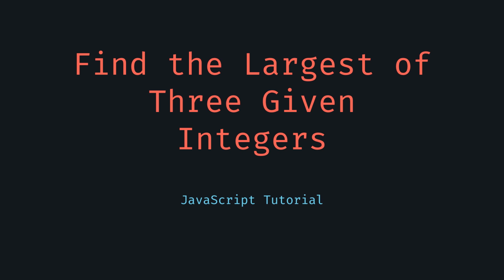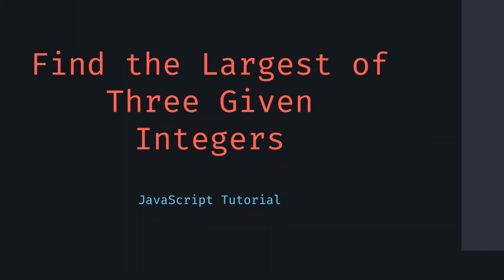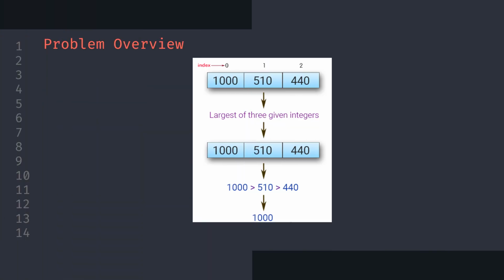Welcome to today's tutorial. We're going to learn how to find the largest of the three given integers using JavaScript. Let's get started. The task is simple. We are given three integers and we need to determine which one is largest. We'll write a JavaScript function that does exactly that.